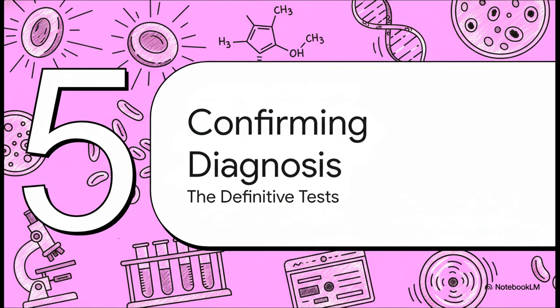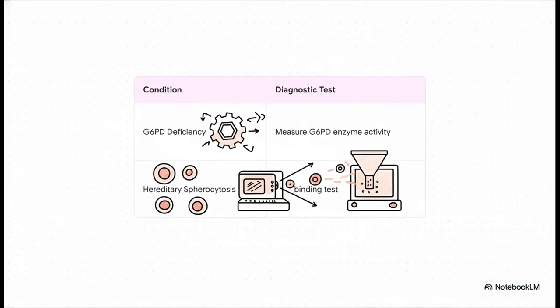But to make it official, to really put a stamp on it, you've got to turn to specific, definitive lab tests. Let's look at the gold standards for each one. And you know what? This part is refreshingly straightforward. To confirm G6PD deficiency, you do exactly what you think. You measure the G6PD enzyme activity levels. For hereditary spherocytosis, the standard is the EMA binding test. That's a flow cytometry test that actually quantifies those membrane protein defects. So again, two different problems, two highly specific confirmatory tests.